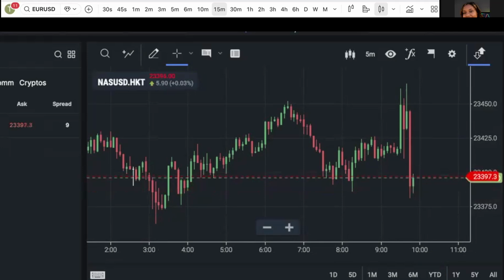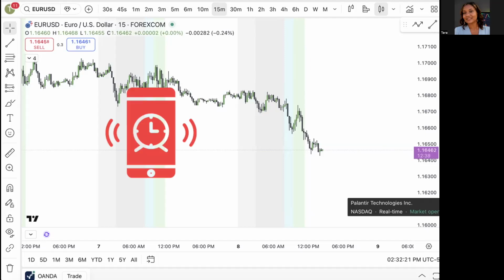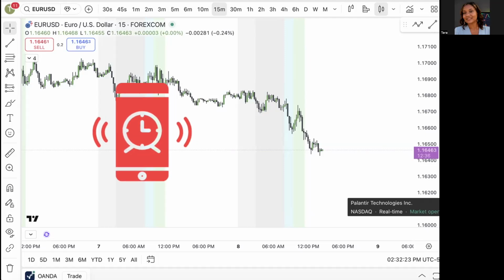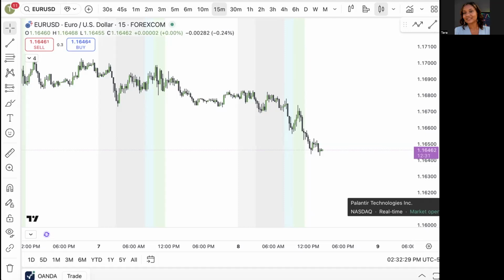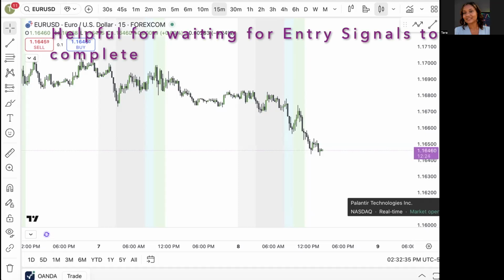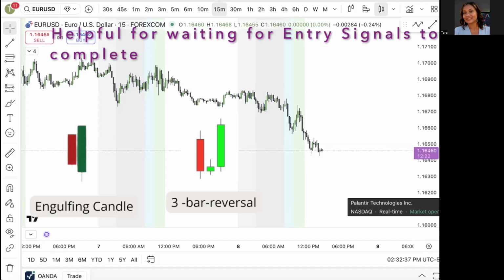So it's helpful to know how much time is left in a candle, and sometimes you can set your alarm on your phone to give yourself an alert of when to return to the candle, so you're not making decisions before you have a clear picture. It also helps to know how much time you've got left before your 3-bar reversal completes, or before you decide whether your candle is engulfing or not. So it's really helpful when you're working with your entry models for trades.